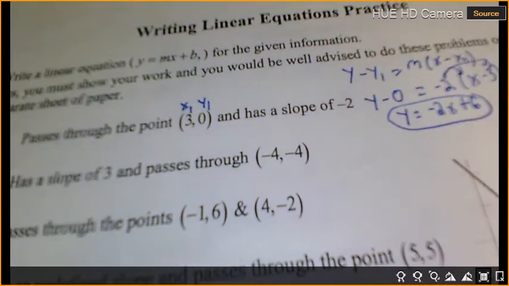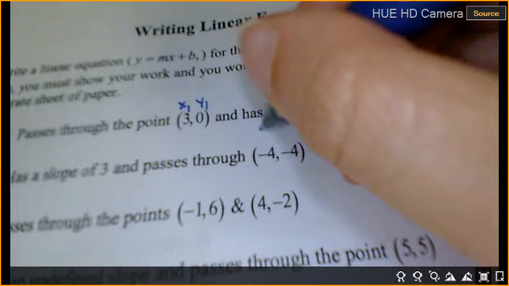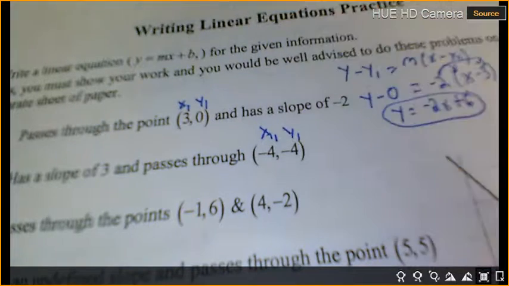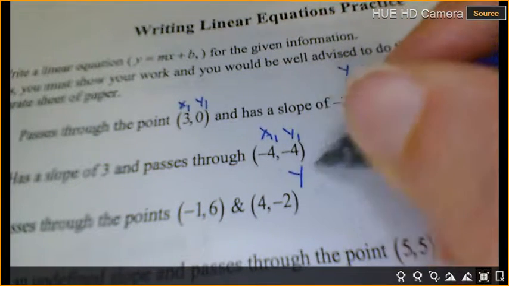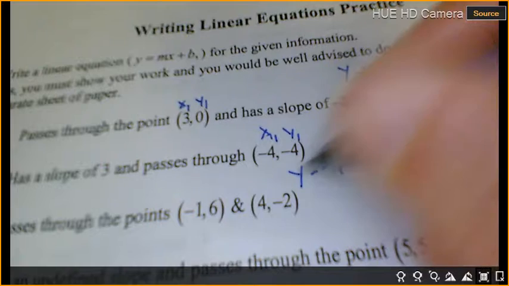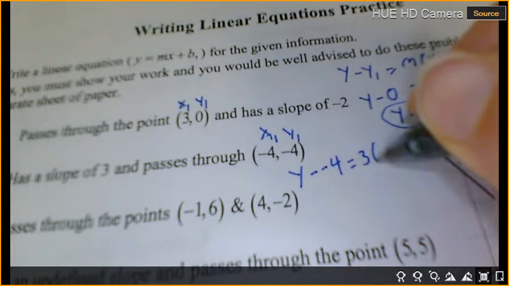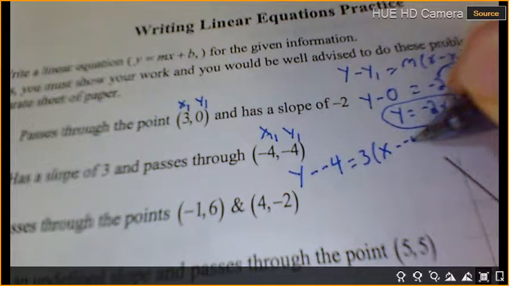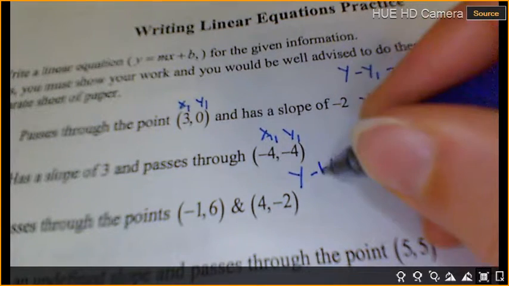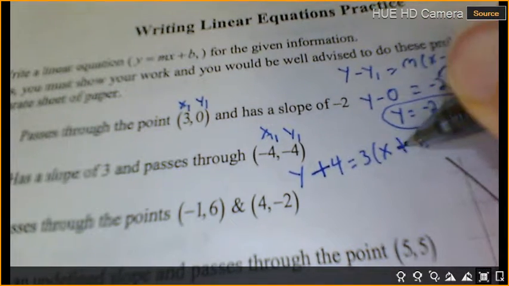Number 2. We're going to do it the same way. Where this is x1, this is y1. So we're going to go y minus y1. That's why we have a negative minus a negative. Equals the slope, 3, times x minus x1. We have the two negatives. I'm going to change both of these to plus because a negative times a negative is a?